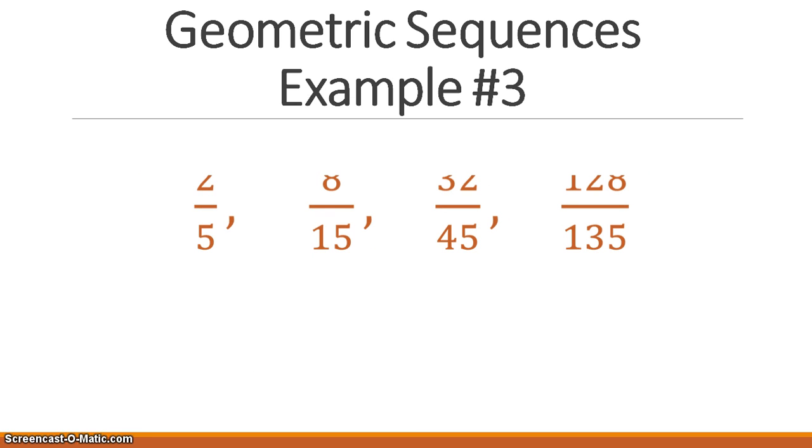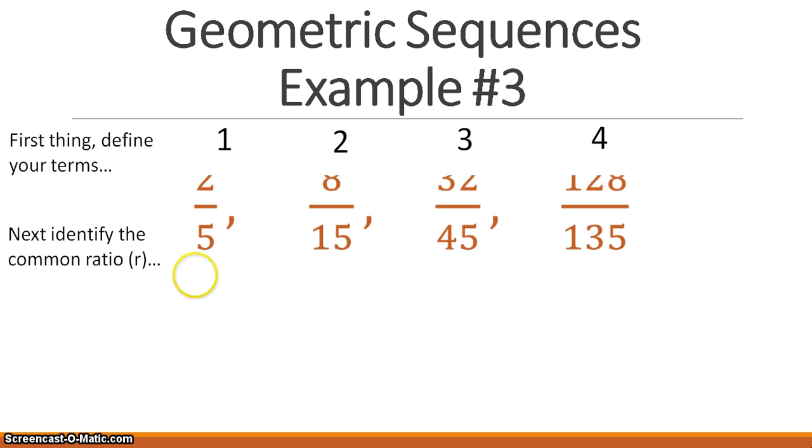Okay, example 3, I have fractions. Same thing, you're going to define your terms: 2/5, 8/15, 32/45, and 128/135. Now I'm going to find our common ratio. What is going on between 1 and 2, 2 and 3, and 3 and 4?